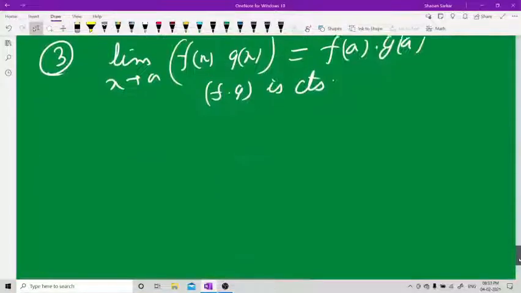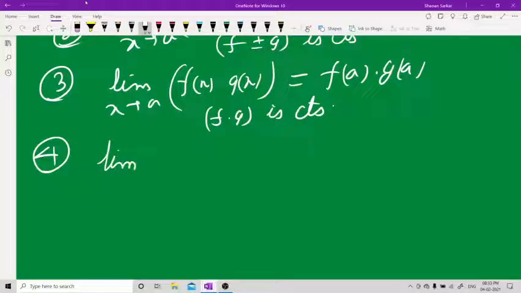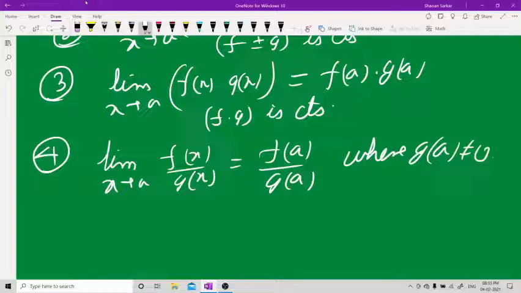Now the fourth one is limit as x tends to a, f(x) upon g(x) should give me f(a) upon g(a), where g(a) is never zero.